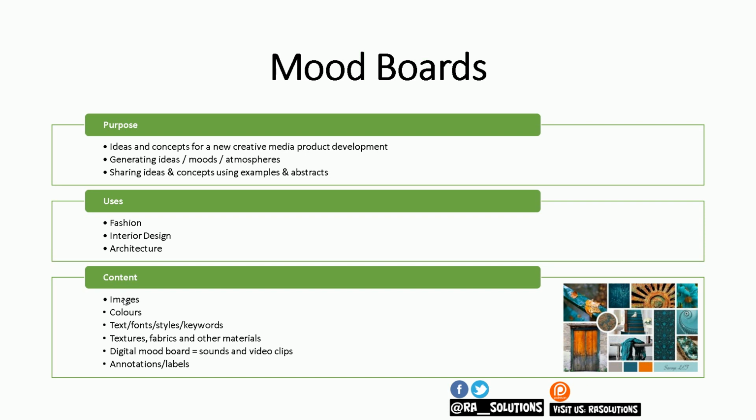So as long as you put something along the lines of images, colors, text, font styles, keywords, textures, fabrics, and other materials, things like that. With a digital mood board, you can include sound and video clips. Now obviously that depends on the question. If the question is asking for a digital mood board, or speaking about, in the scenario, a digital mood board, then you base your answer on what the question is, and obviously annotations and labels. And here on the right side is an example of a mood board.